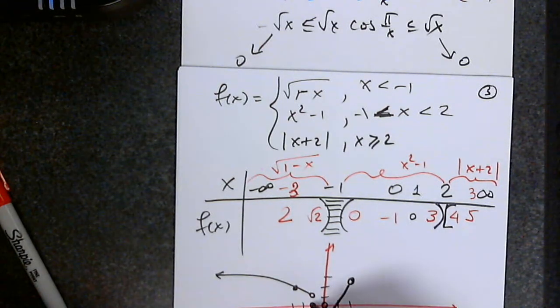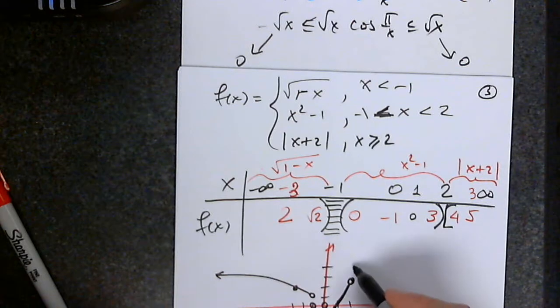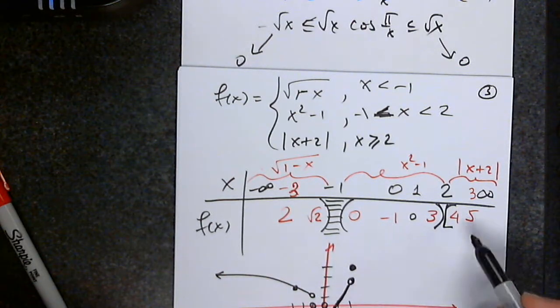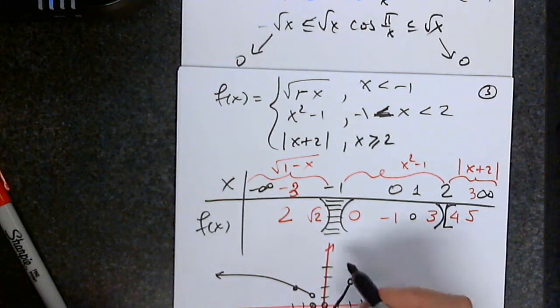So this is quadratic, has a minimum. So this is 2 comma 3. And now 2 comma 4 and 3 comma 5.